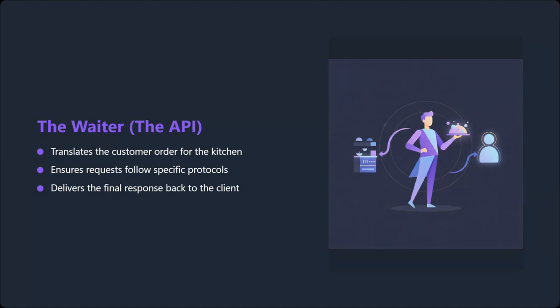Focusing on the waiter. The API is a set of protocols. It doesn't cook the food, it manages the communication. It ensures that the request is valid. If you try to order pizza at a sushi bistro, the waiter, the API, will return an error before even going to the kitchen.